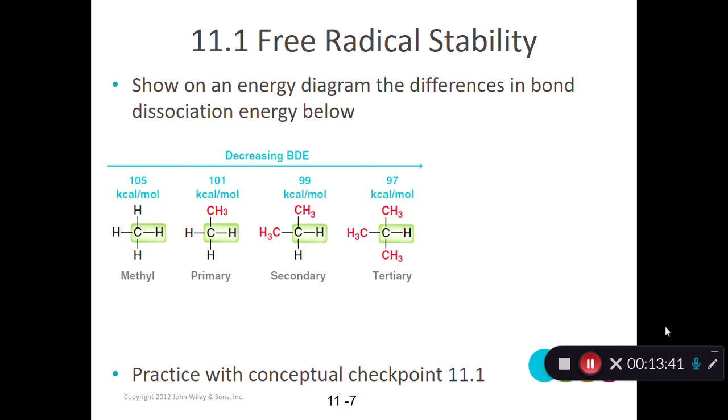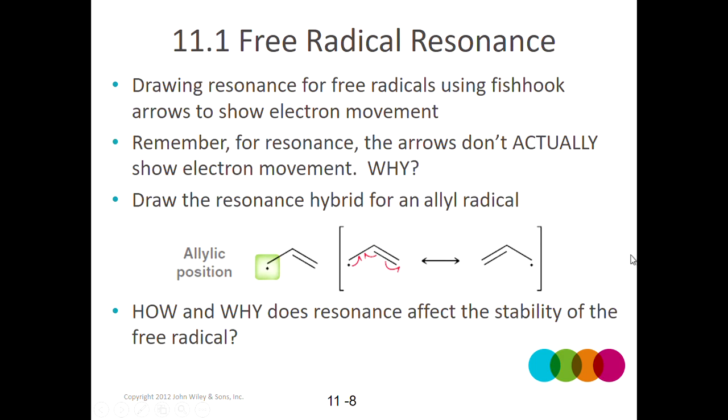We can compare that to the effect of resonance on the stabilization of our free radical. So when you're dealing with resonance, you want to remember all the things we talked about last semester. The arrows don't actually show the electron movement. The reason for that is because the electrons aren't shifting back and forth. Instead, they exist in molecular orbitals that extend over the multiple atoms. So a hybrid structure is the most correct structure. It shows, or at least has a representation for, the molecular orbitals that exist.